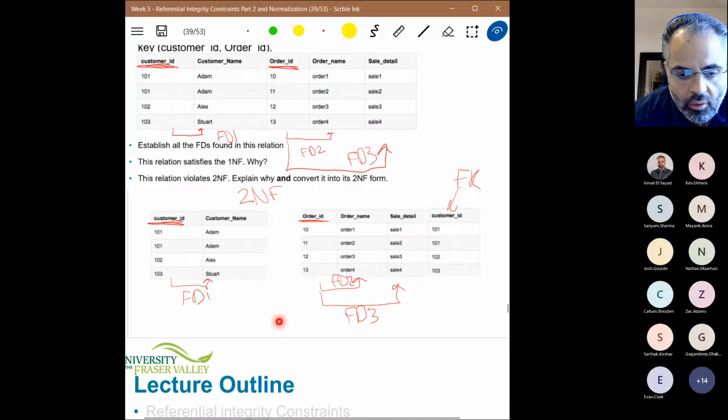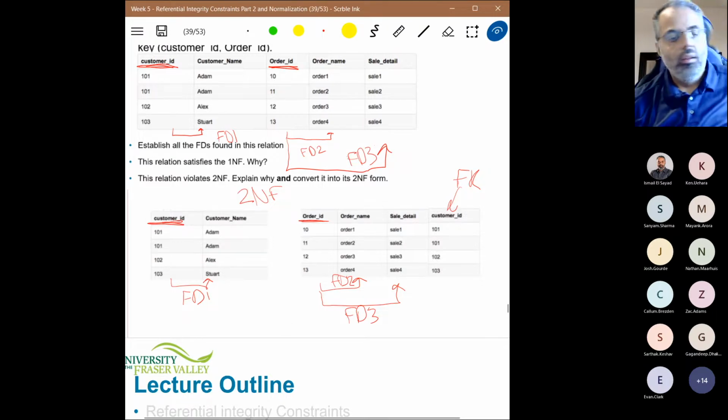Now you have it as a second normalization. That's correct. That's the correct solution. Okay, I got worried for a second.